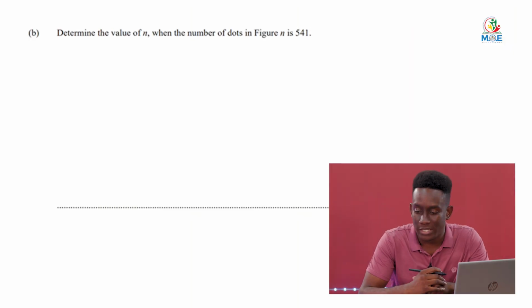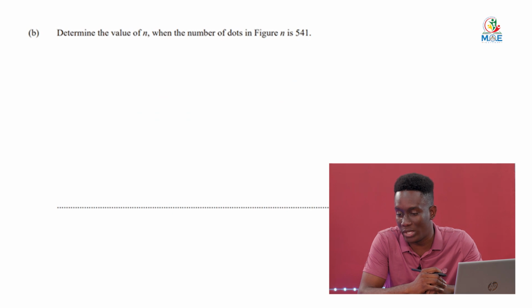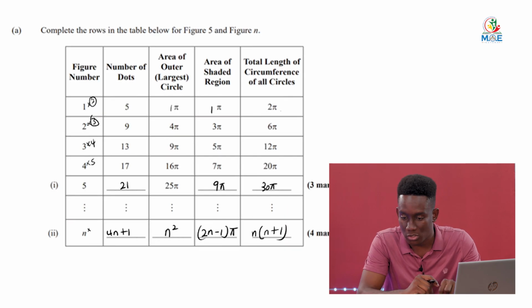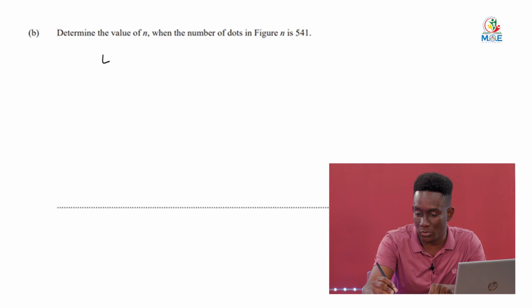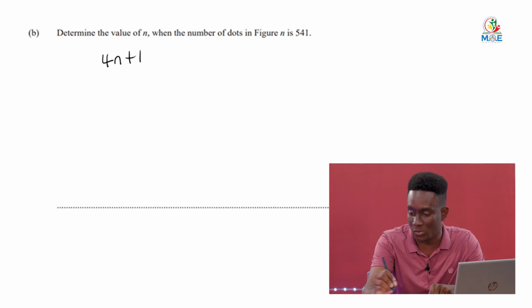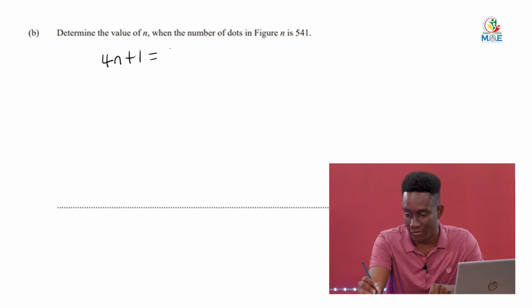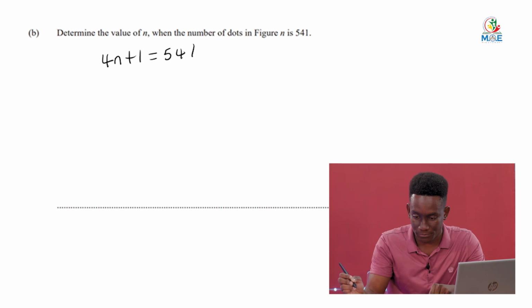So this one says, determine the value of n when the number of dots in figure n is 541. So the number of dots, so the formula is 4n plus 1. So they want us to determine what n is. So we know it's 4n plus 1. So we say the number of dots here is 541. So we just have to solve for n here.